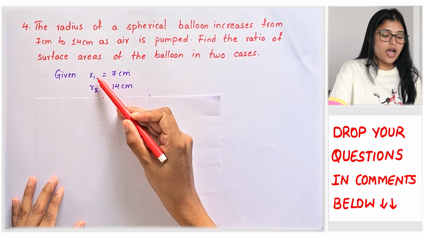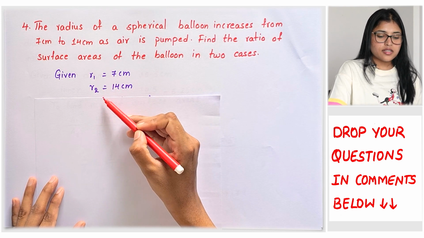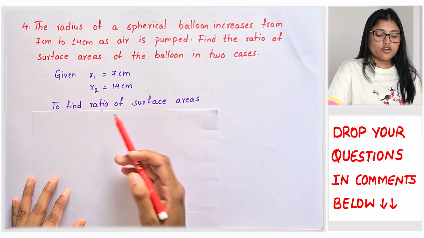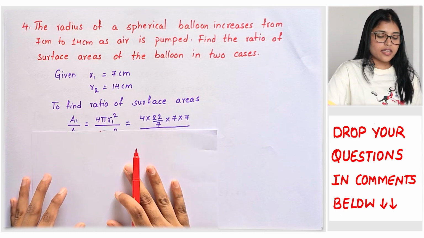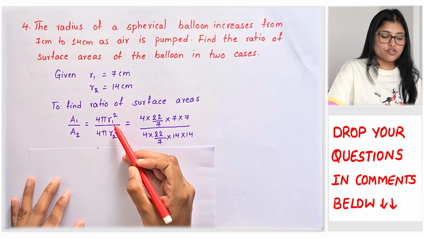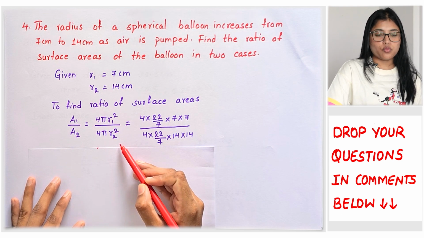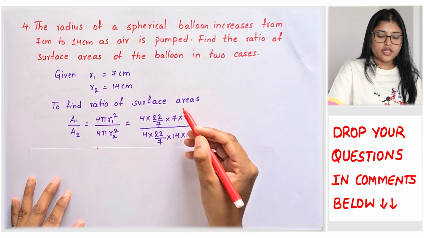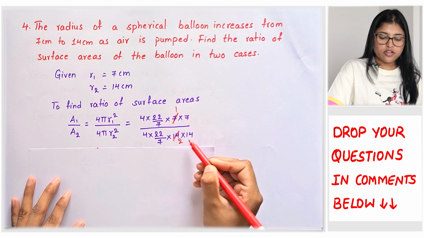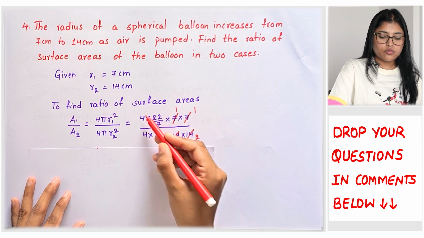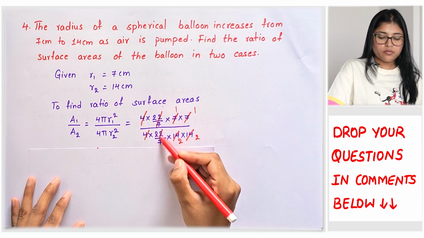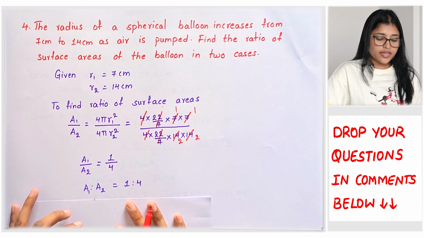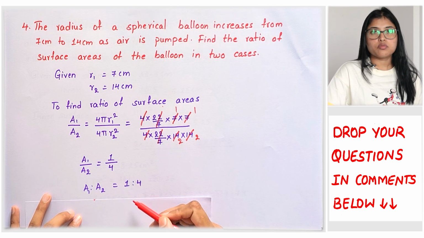Firstly, I will note down R1 and R2 as the first and the second case and write the radius as 7 and 14 centimeters. Now, in order to find the ratio of surface areas, I can write A1 by A2 equals 4 pi R1 square by 4 pi R2 square. Substituting the value of R1 as 7 and R2 as 14 gives me 7 1s, 7 2s, 7 1s and 7 2s, and 4 and 4 get cancelled. 22 by 7 and 22 by 7 also get cancelled. So I am left with 1 by 4. So I can write the ratio as A1 is to A2 equals 1 is to 4.